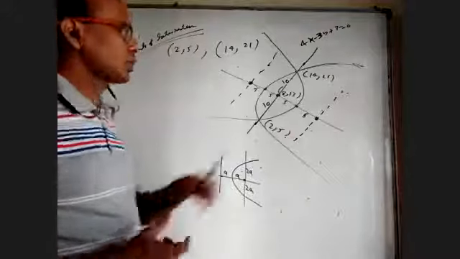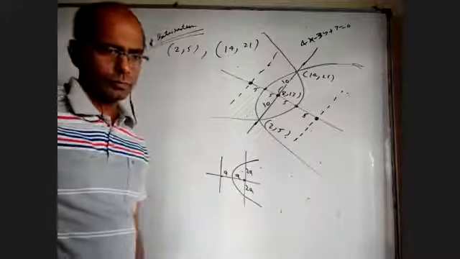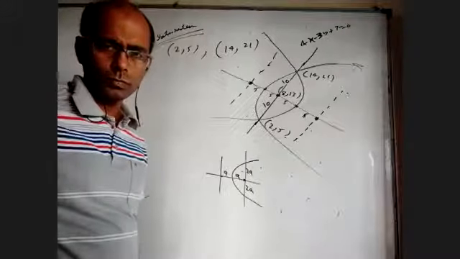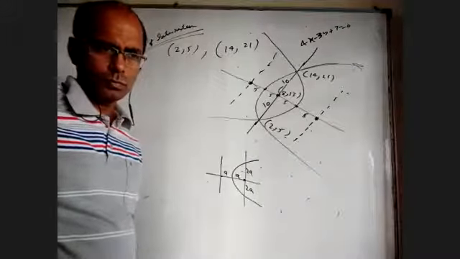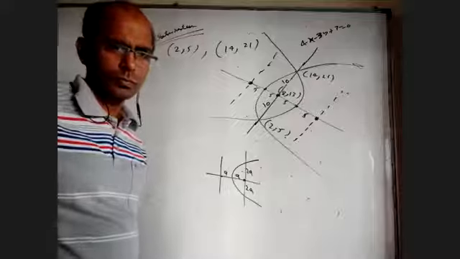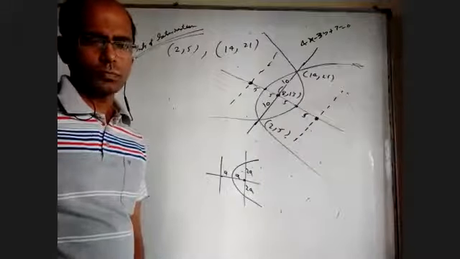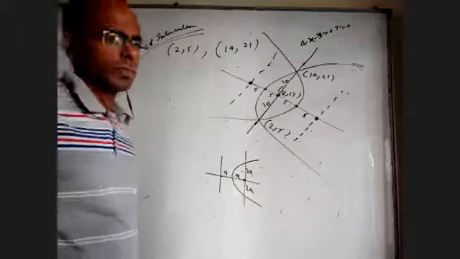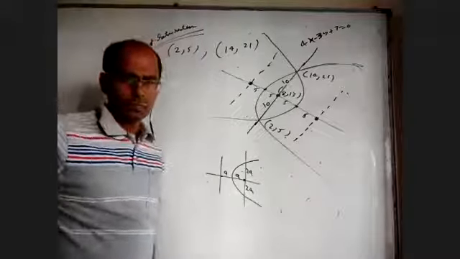Okay. What are these 2 lines? Anybody want to tell? Sir, y equals 4 by 3x plus 10, and another one is plus 19, and y equals 4 by 3x minus 43.